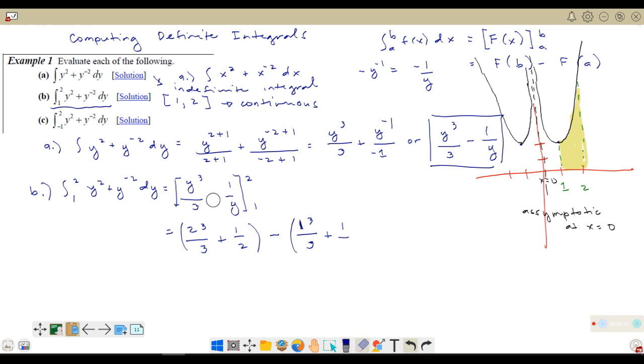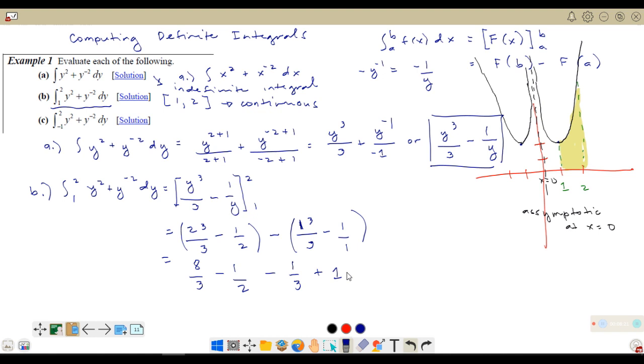Actually, this is negative. This is negative. Kamali lang ako nasulat kanina. Negative 1. Yan. So, 8 over 3 minus 1 half minus 1/3 and then minus minus is plus. So, plus 1. Kuha tayo ng calculator.